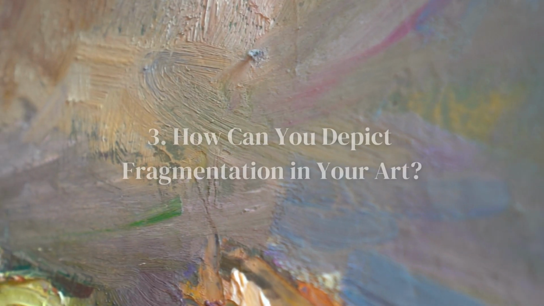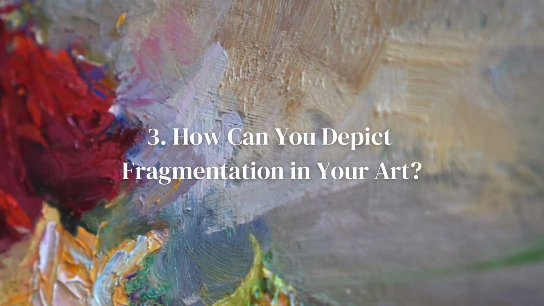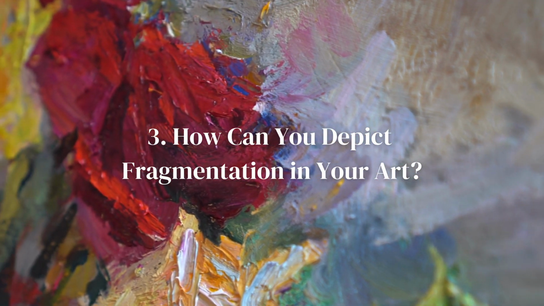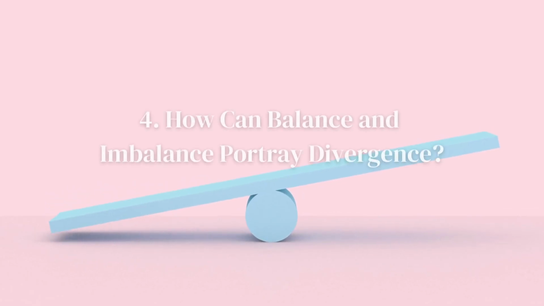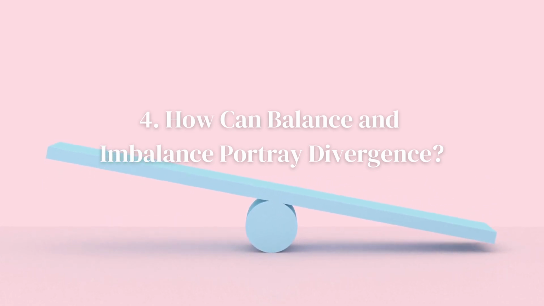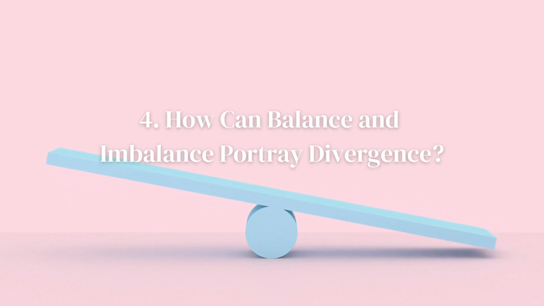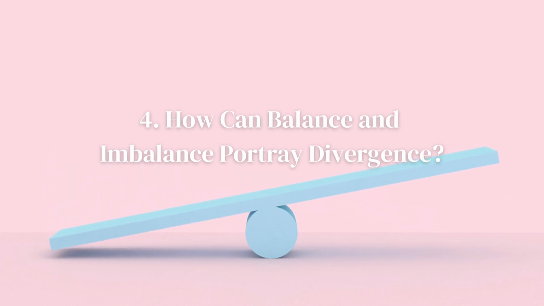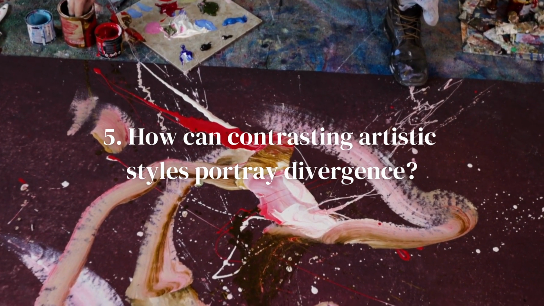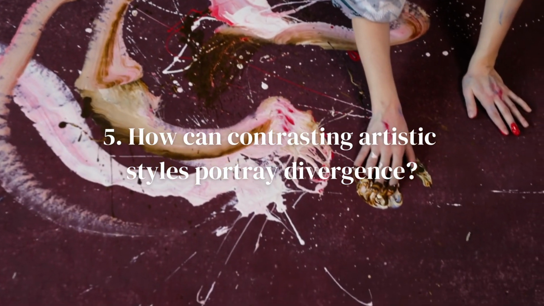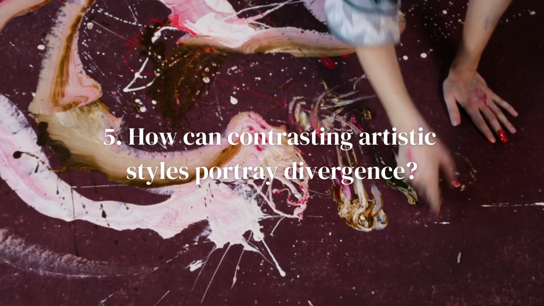Number 3, how can you depict fragmentation in your art? So you could incorporate fragmented shapes, disrupted patterns, or chaotic arrangements to emphasize the idea of separation and disconnection. Number 4, how can balance and imbalance portray divergence? So we can experiment with asymmetrical compositions, uneven distribution of visual weight, or elements that create a sense of tension and instability. And finally, how can contrasting artistic styles portray divergence? So we could combine different styles, different mediums, or techniques to create a visual tension and emphasize the idea of two elements being at odds with each other.